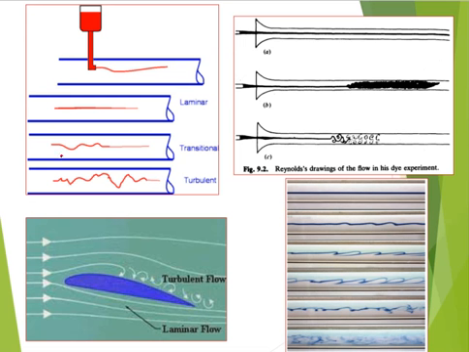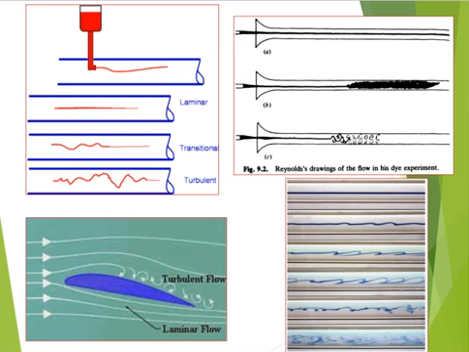So this flow is laminar flow, flowing in a straight path. Then transition occurs, and when the velocity is further increased, the flow becomes completely irregular, known as turbulent flow. Laminar flow examples are flow through a capillary tube, flow of blood in veins and arteries, or groundwater flow. All these are laminar flow examples.